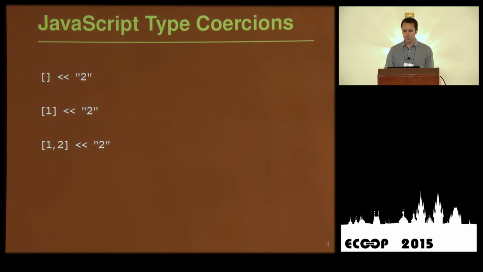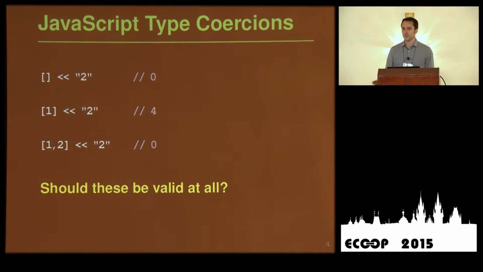Just to show you some more examples, here we are applying the arithmetic left-shift operator to an array and strings. I could explain why you get these values, but instead, let's just ask the question: should these be valid at all? So in a good language, do you want to have these operations? Probably not.